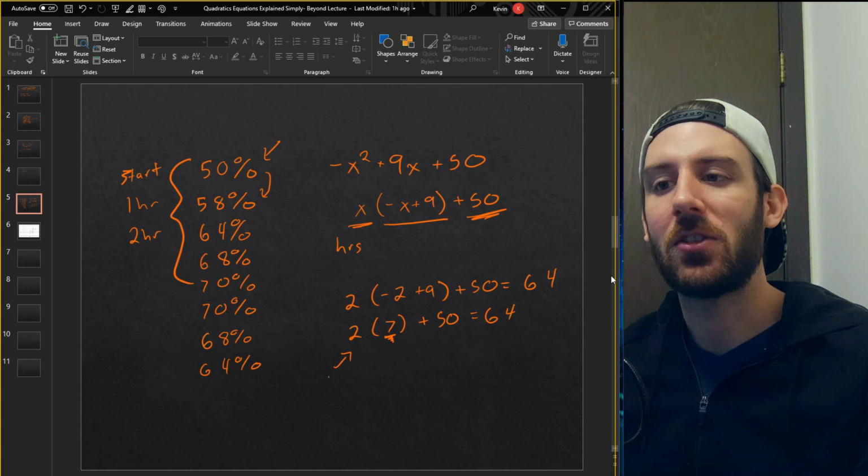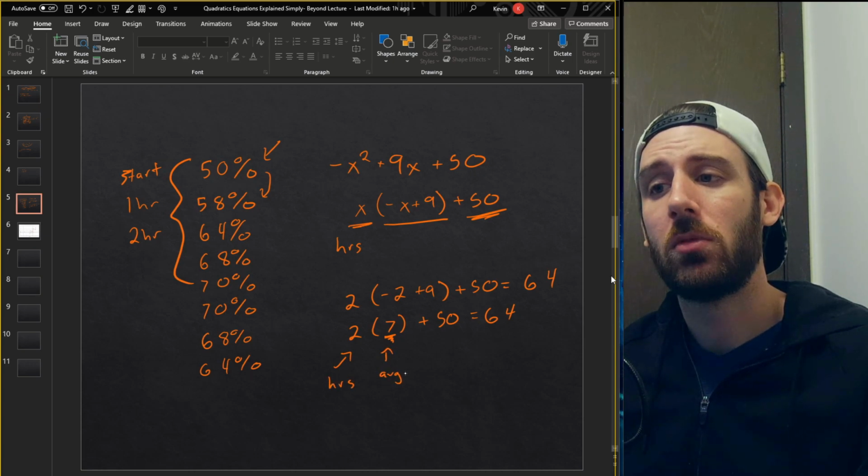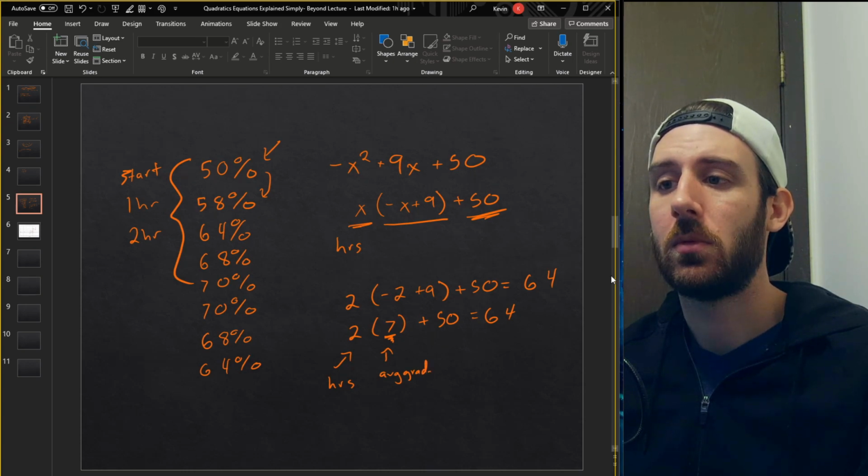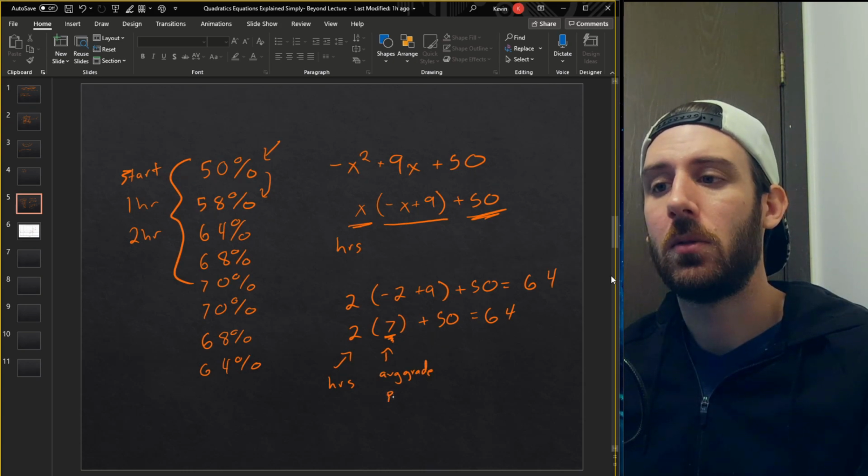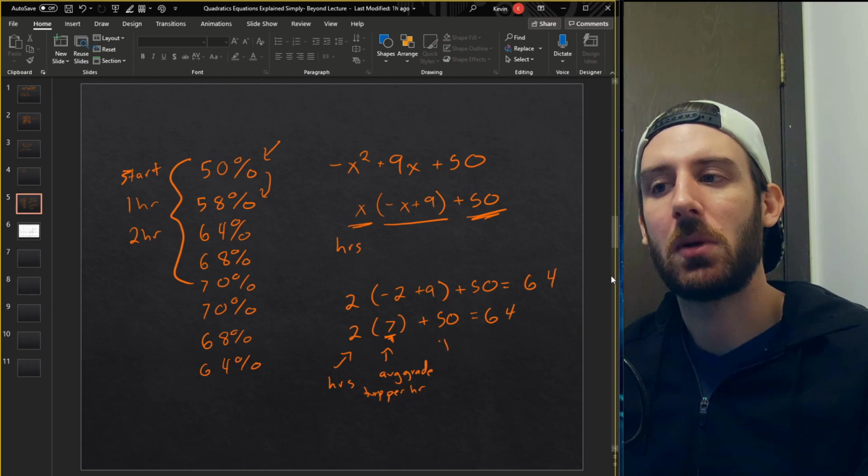So you write this out, this is going to be my hours. This is going to be my average grade bump per hour. A little average grade bump per hour. And this is going to be where I started from.